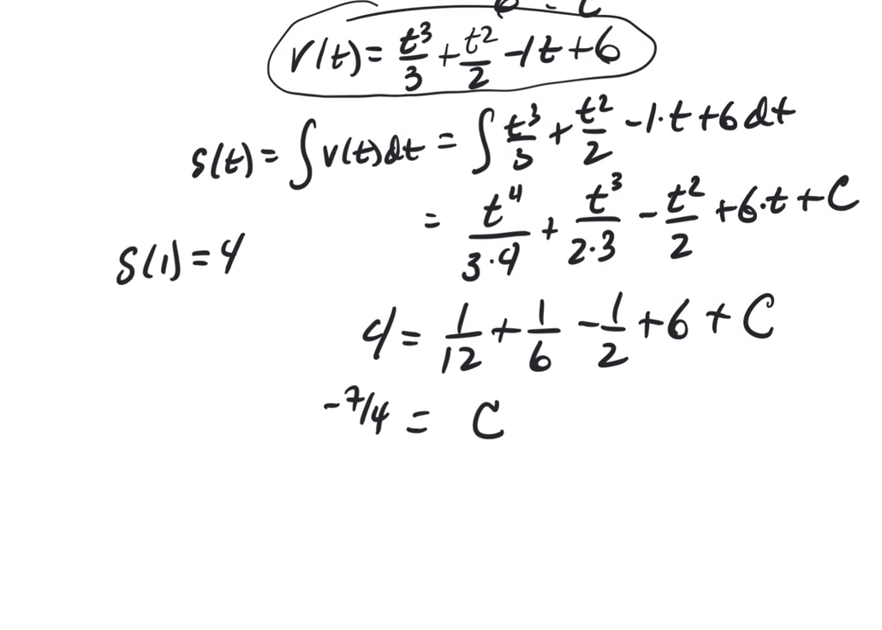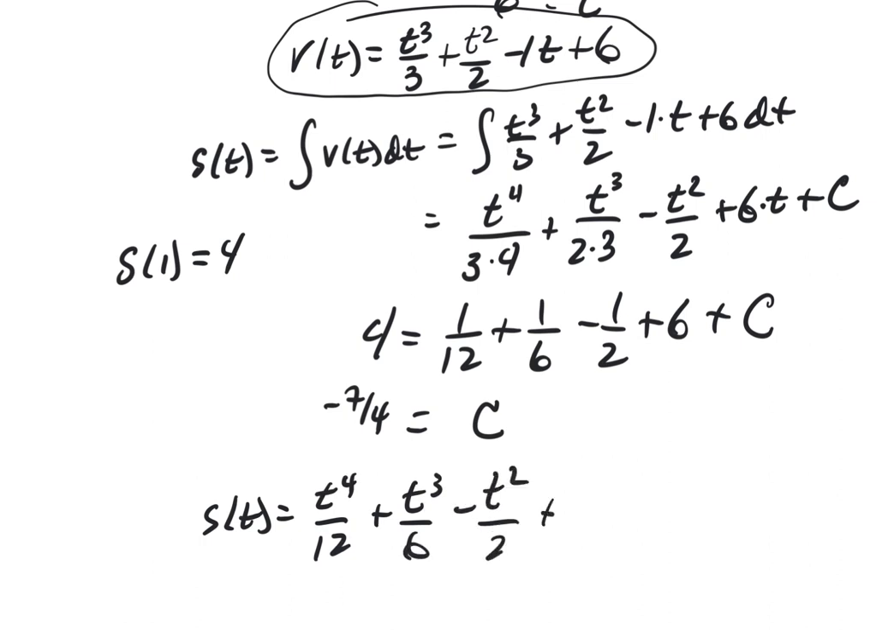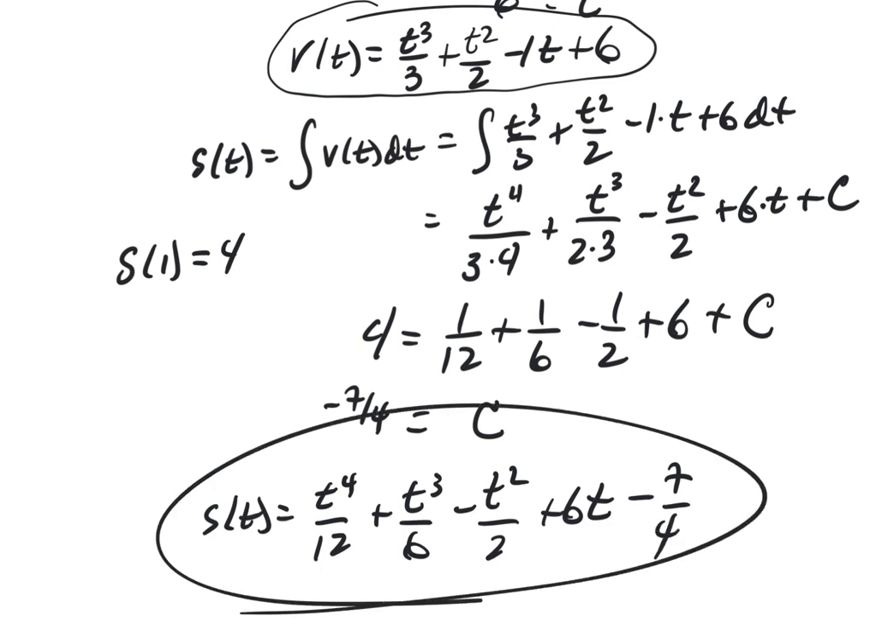So if I did it correctly, then my position function would be t to the 4th over 12 plus t to the 3rd over 6 minus t squared over 2 plus 6t minus 7/4. And that would be my position. So I hope that's looking okay. Hope that's looking all right.